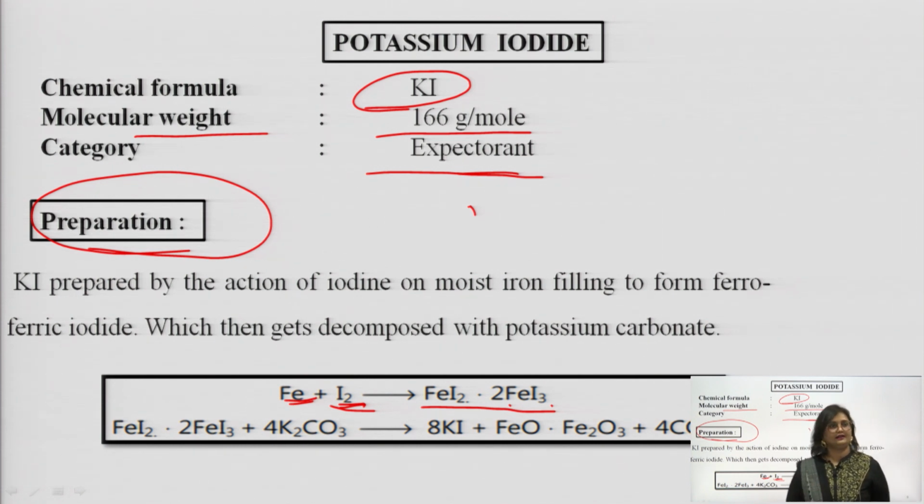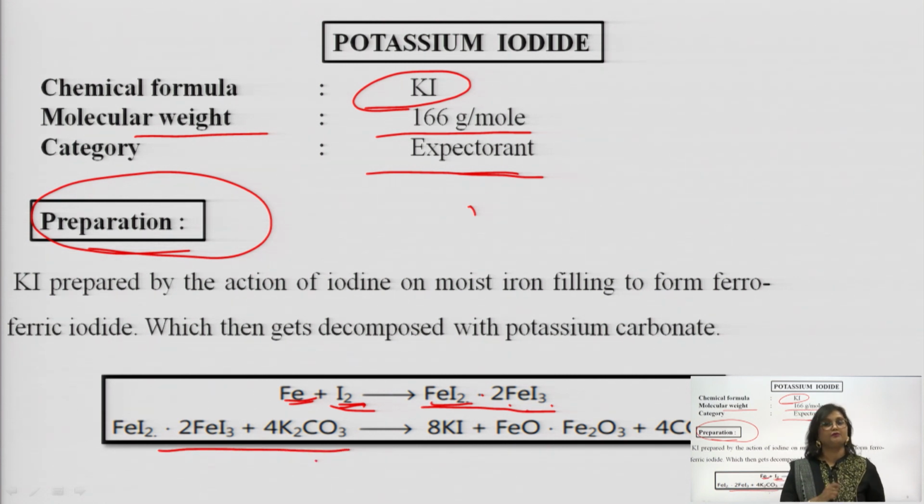This is a two-step reaction. In step number 1, potassium iodide reacts with iodine, which reacts with iron filings to form ferroferric iodide, Fe2.2Fei3. This ferroferric iodide, in step number 2, is decomposed in the presence of potassium carbonate.